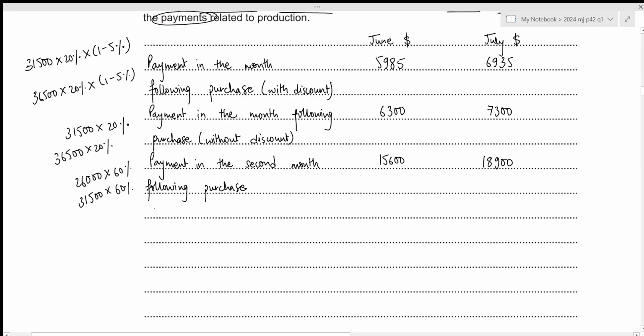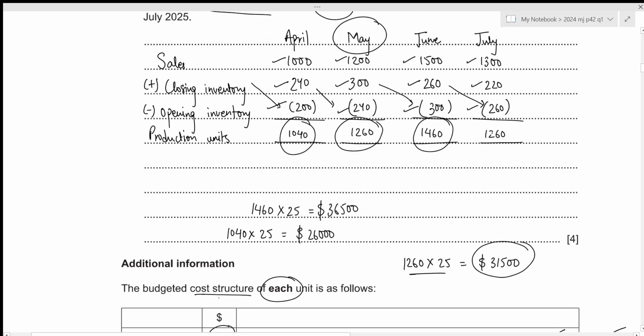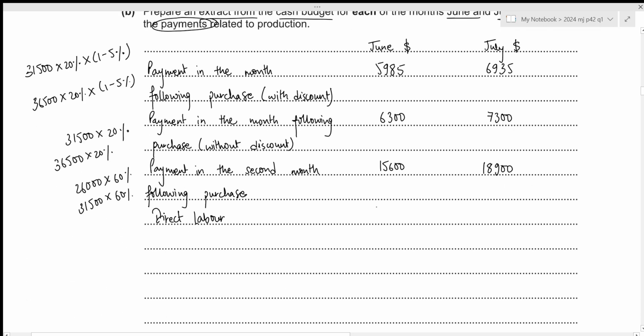Let's take a look at our direct labor. For the direct labor value, all will be paid in the month of production, and each unit will require 30 for the direct labor. So since we are preparing for the months of June and July, we need to refer to their respective production units. For the month of June, that will be 1460 times 30, which results in the value of 43,800. And for the month of July, that will be 1260 times 30, which results in the value of 37,800. Let's write it down. So 43,800 and 37,800.